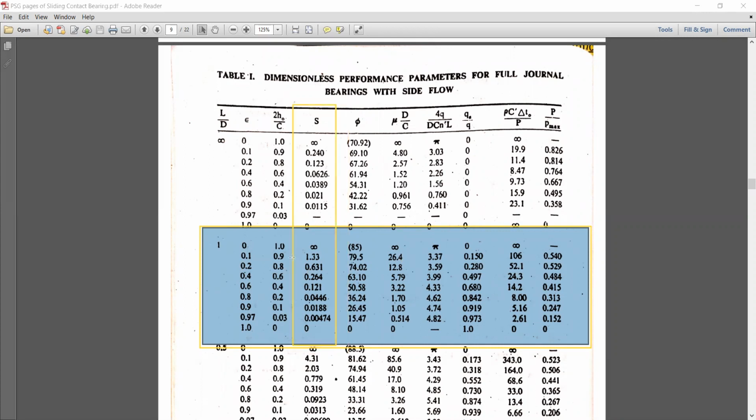This Sommerfeld number value lies in between two different values, between 0.264 and 0.631. Now we need to find the actual values of the other dimensional parameters. How can we find them? By using the interpolation method. So we are using the interpolation method to find all the values related to the remaining parameters, that is, the dimensional parameters.